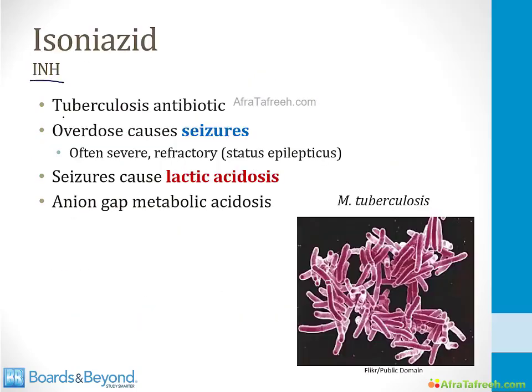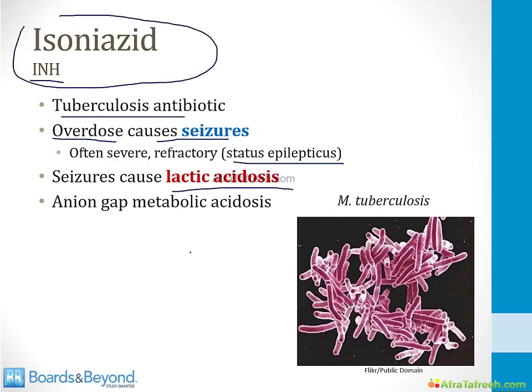Isoniazid, or INH, is a tuberculosis antibiotic, and it's classically considered one of the MUDPILES causes of high anion gap metabolic acidosis, even though metabolic acidosis from this drug is very, very rare. If patients overdose on isoniazid, this can lead to seizures, and often these seizures are severe and refractory. It's called status epilepticus. So when this happens, just like I told you before, the seizures cause repeated muscle contractions, which can occur to the point that the demand for oxygen outstrips the supply. This will cause a switch to anaerobic metabolism and cause a lactic acidosis. So basically, isoniazid overdose is one way of getting a lactic acidosis, which would be a high anion gap metabolic acidosis.